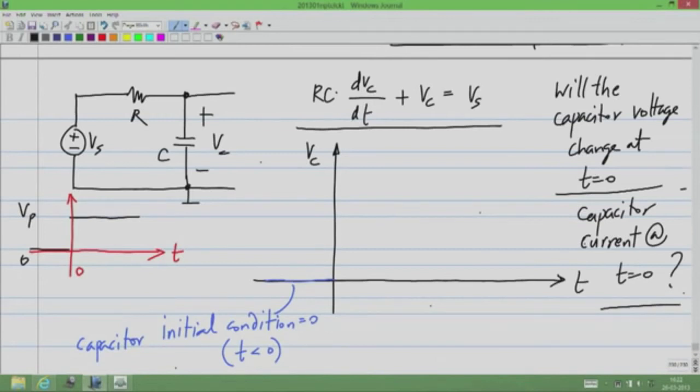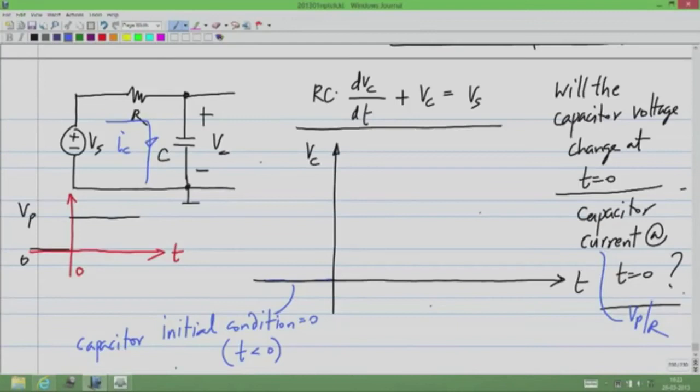What is the capacitor current at t equal to 0? So clearly it is Vs by R or Vp by R, because the value of Vs is Vp. So the capacitor current at t equal to 0 is Vp divided by R. Okay, so that means that this current IC at t equal to 0 is Vp by R.